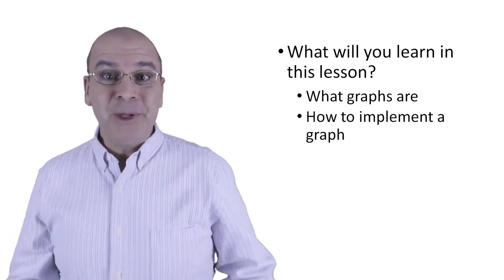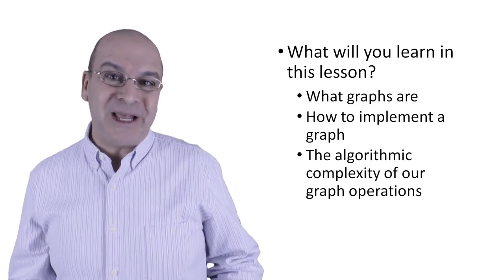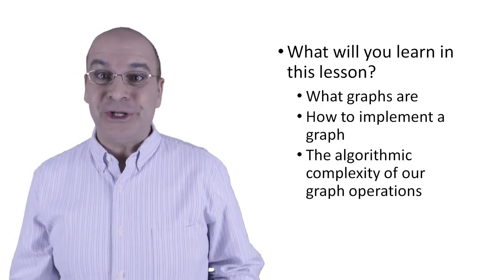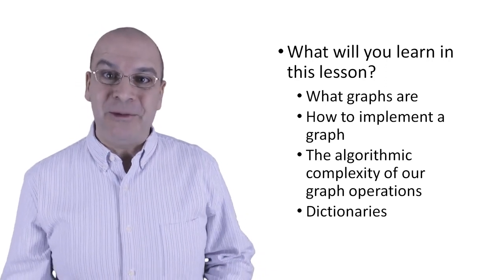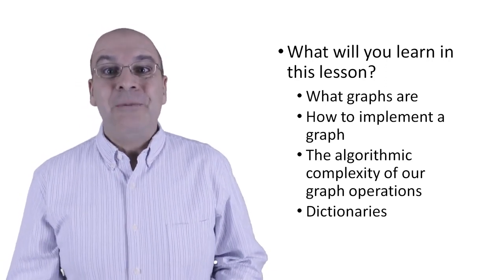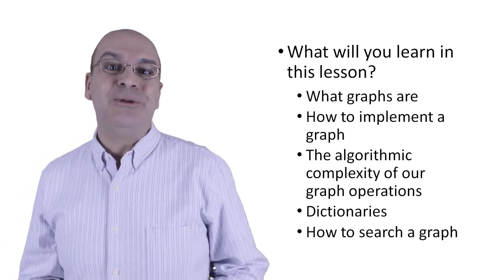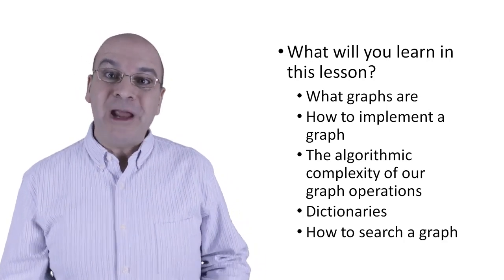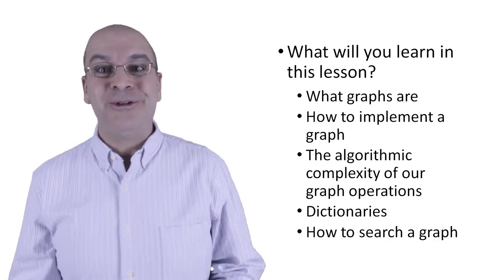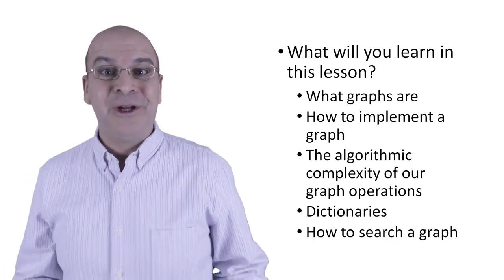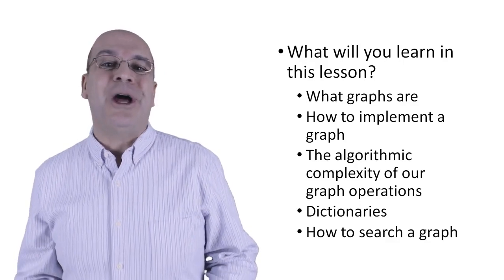We'll learn how to implement a graph, and we'll evaluate the algorithmic complexity of the operations in our graph. We'll then revisit dictionaries, which we looked at briefly in the previous course, but we'll look at them in more detail here so that we can use them to search a graph, because we regularly are looking for a path from a start node to an end node in our graph, and that's not surprisingly called pathfinding, and dictionaries will help us do that.